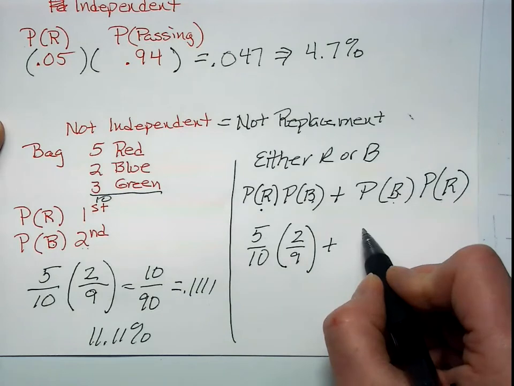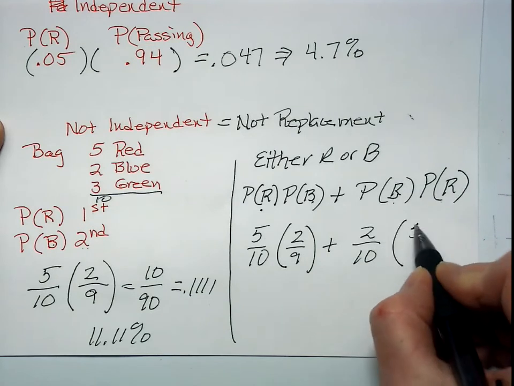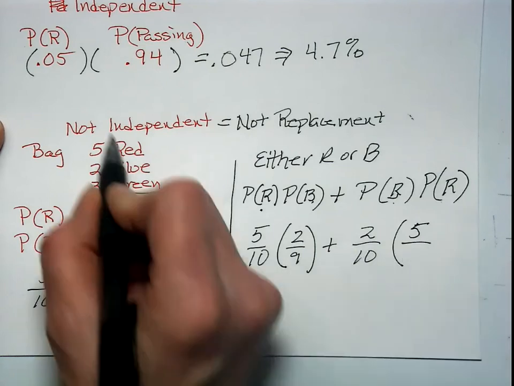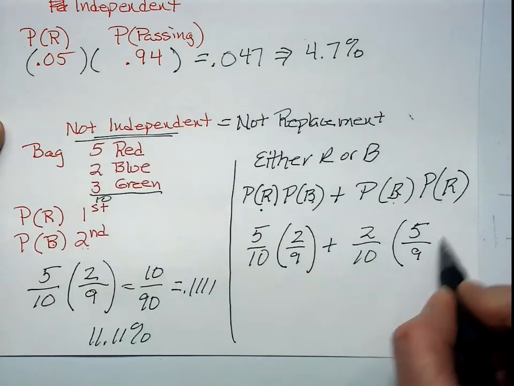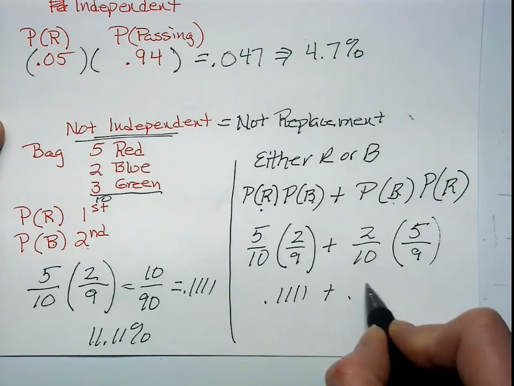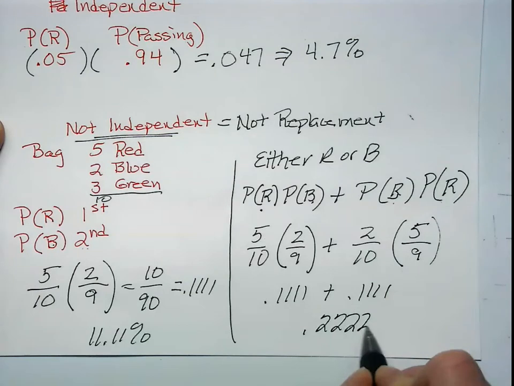So the probability of a blue is 2 over 10. Probability of a red is 5, and this is without replacement. We're talking not independent. They're dependent on each other. So we have 0.111 plus 0.1111, and we have 22.22%.